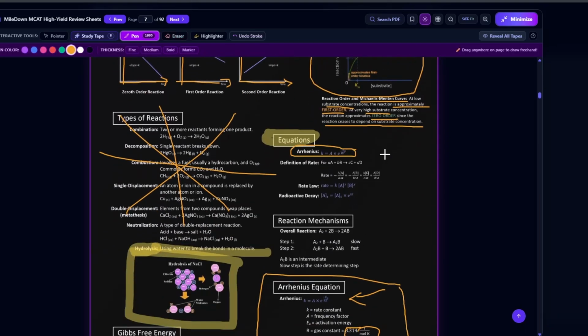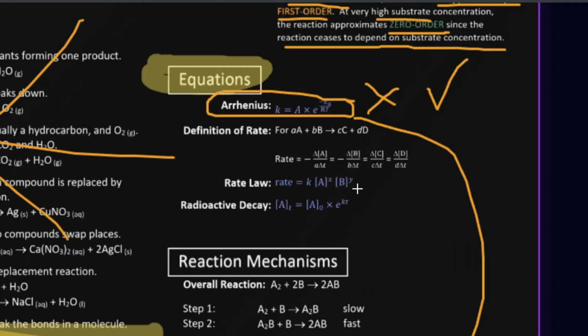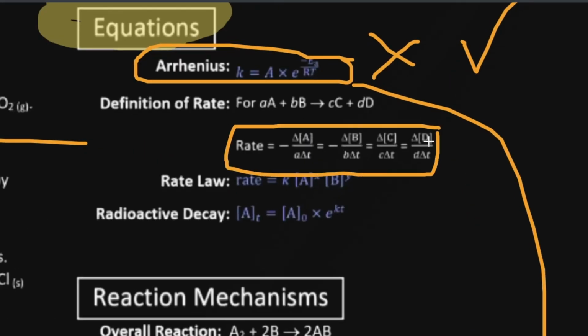The Arrhenius equation is repeated twice. It's also down here, so you don't have to go over it again, since we went over it already. Next is the definition of rate. You should know how to calculate rate when you're given this scenario. If you have a reaction, it will look like this: aA plus bB goes to cC plus dD. This is how you can solve for it.